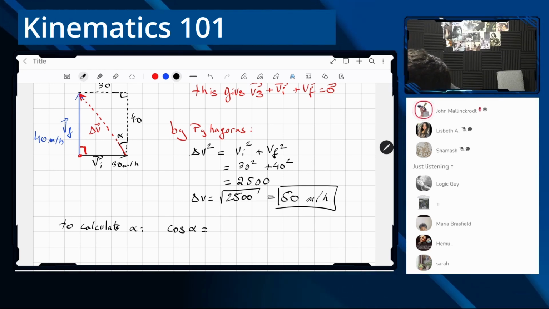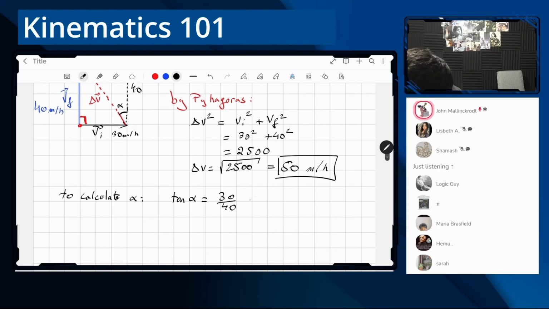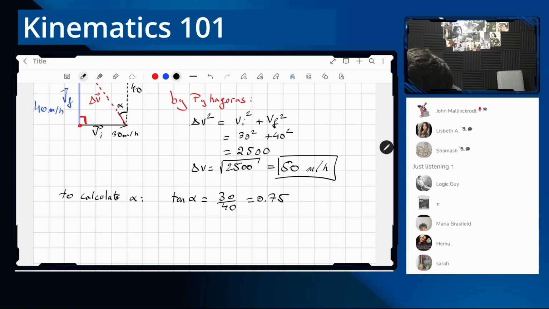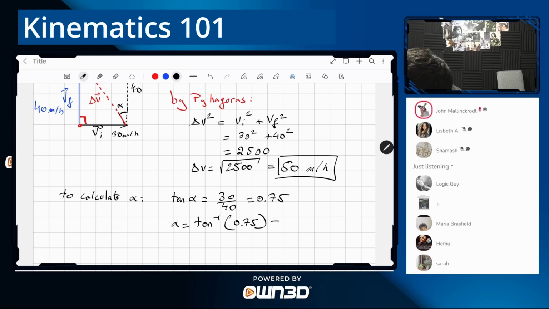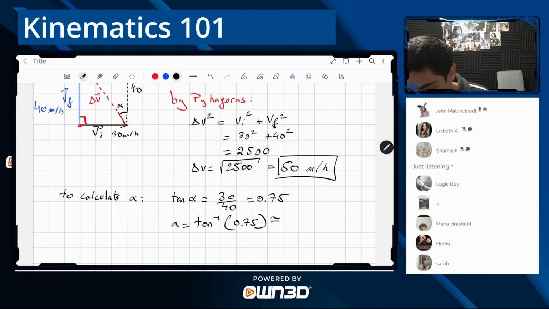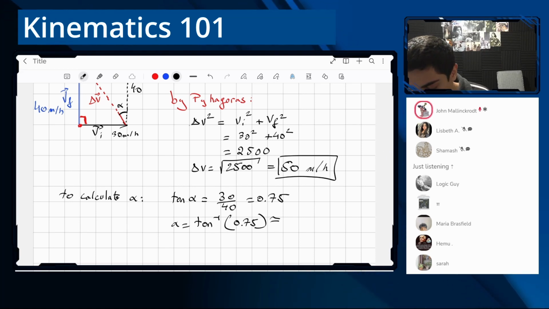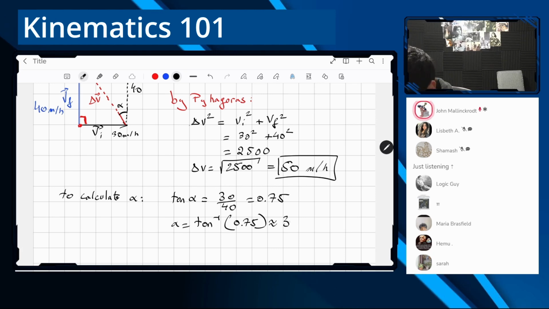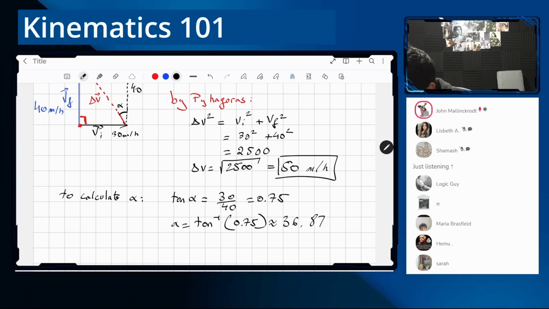So in the end, I find that my delta V vector is 50 miles per hour, 37 degrees west of north. And that's a full and complete description of that vector. Right? It tells me how long it is and what direction it is. And then the only thing left to do, if I want to calculate the average acceleration over that 10 seconds, is to divide delta V by 10 seconds.